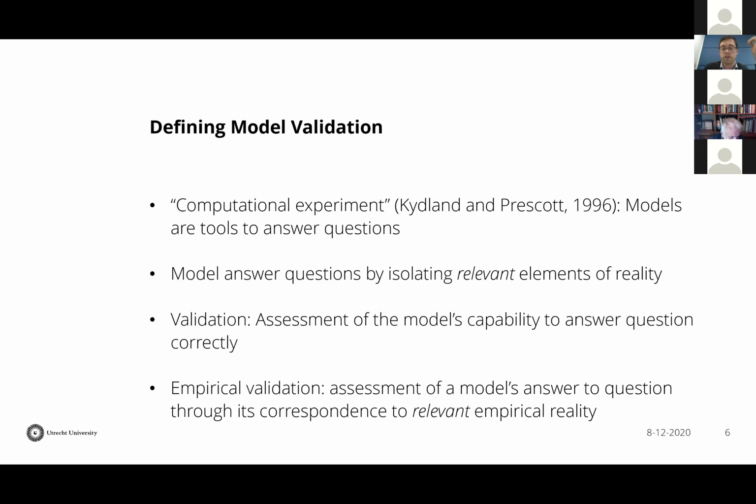And validation then becomes the assessment of a model's capability to answer a question in a correct way. And in this paper, I will be talking more specifically about empirical validation, which is the assessment of a model's answer to a question through its correspondence with relevant empirical reality.